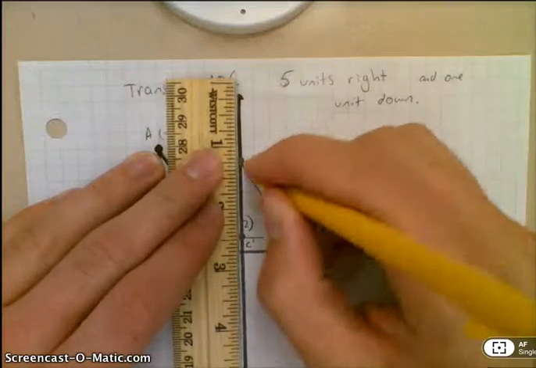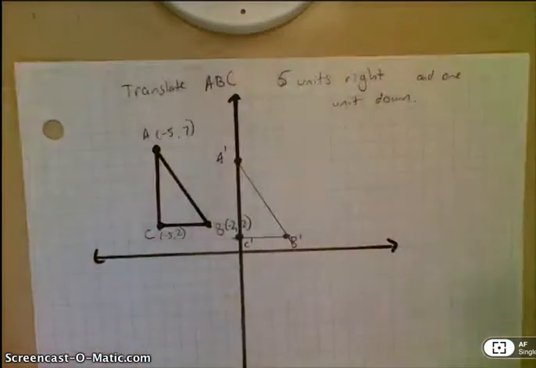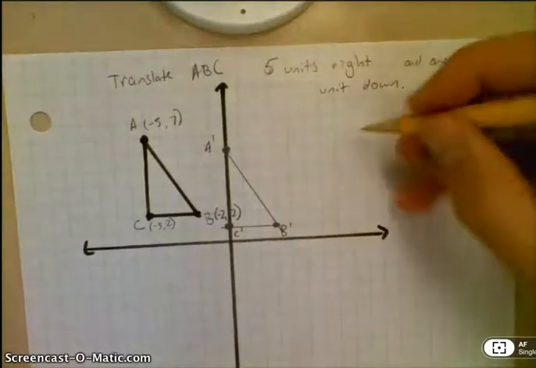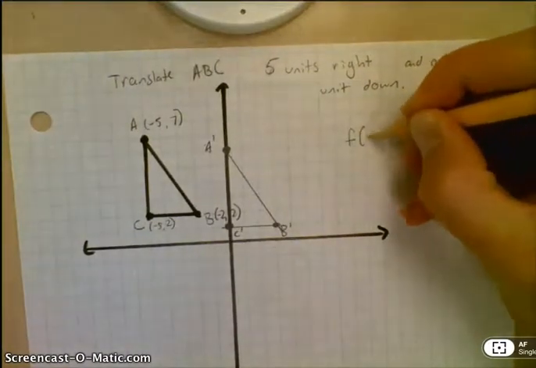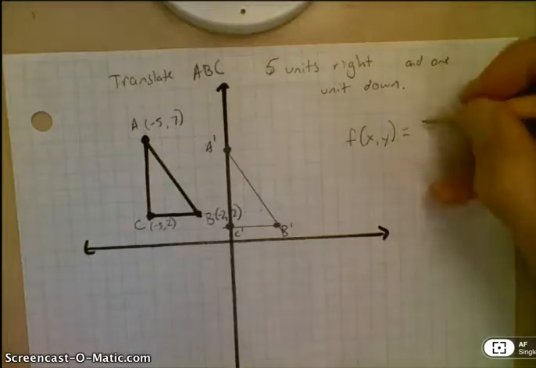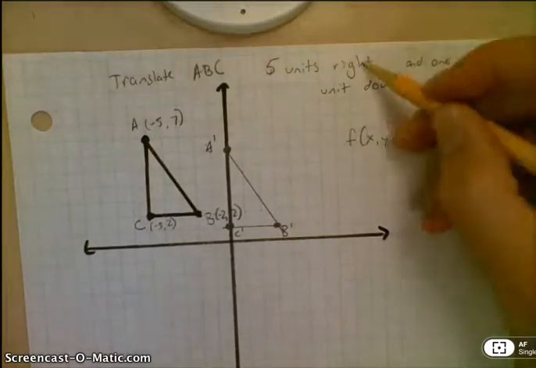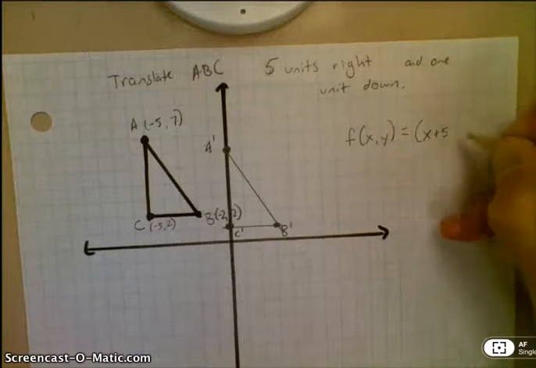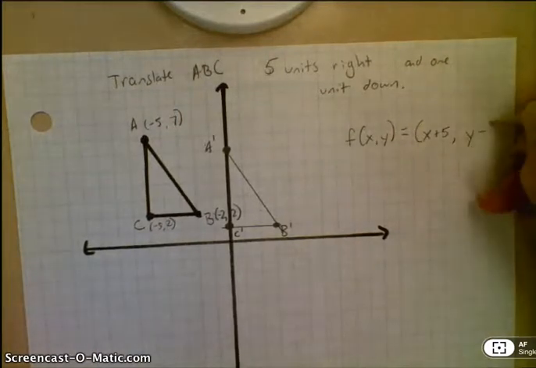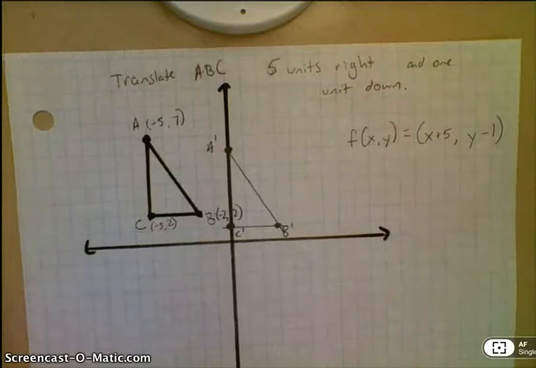So my new triangle, using my straight edge here, A prime, B prime, C prime is right here. All right? One way you can write this, like a function, we're going to talk about that a little bit. In this case, f of x, y is going to equal x, again right is positive, plus 5, and y, again down is negative, minus 1. There's another way to write that.